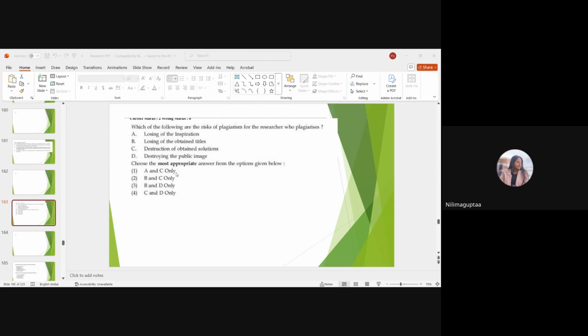Why do some of you think the answer would be two or one? One or two will never be an answer, because losing inspiration is nothing. If the person had a lot of inspiration to do the work, the person would not have done plagiarism. So that's an obvious no to the answer. So any option that has A is an incorrect answer.